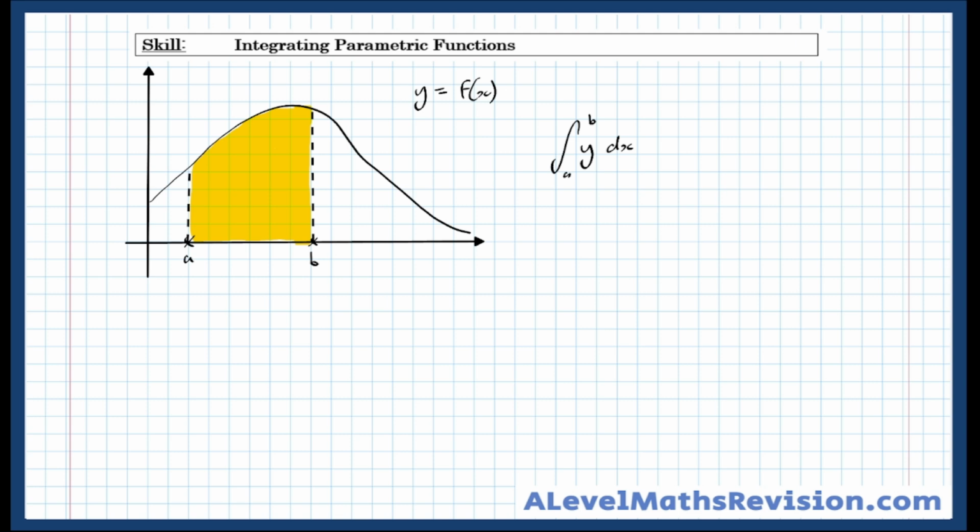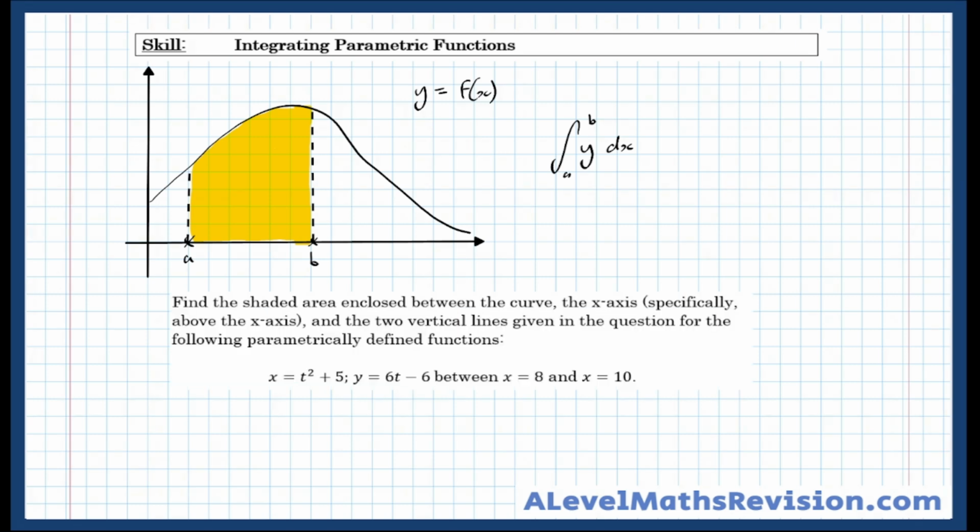two limits. Now I'm going to let you into a secret with integrating parametric functions. Nothing changes. We do this as we always have done. So let's give you an example to have a look at. So there's the example there. Find the shaded area enclosed between the curve, the x-axis, specifically above the x-axis, and the two vertical lines given in the question for the following parametrically defined functions. So we've got x equals t squared plus 5 and y equals 6t minus 6, and we want the area between 8 and 10, but above the x-axis.